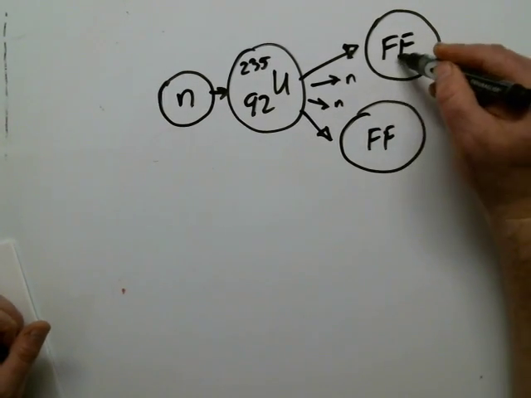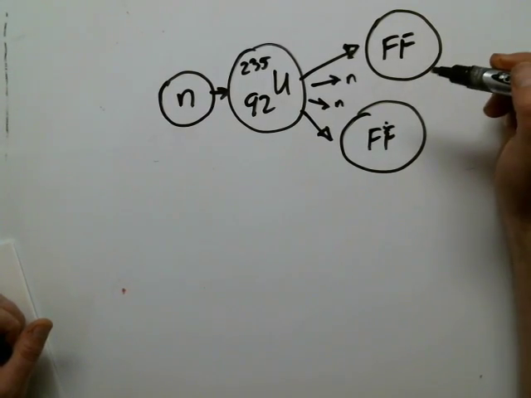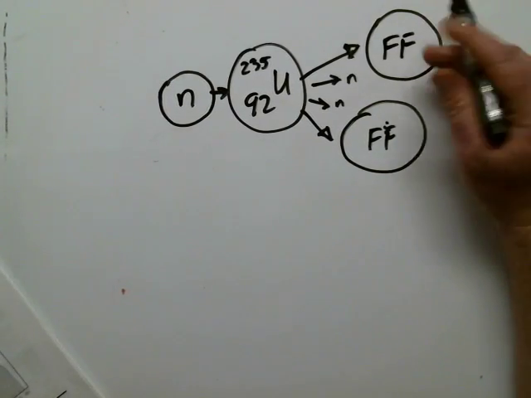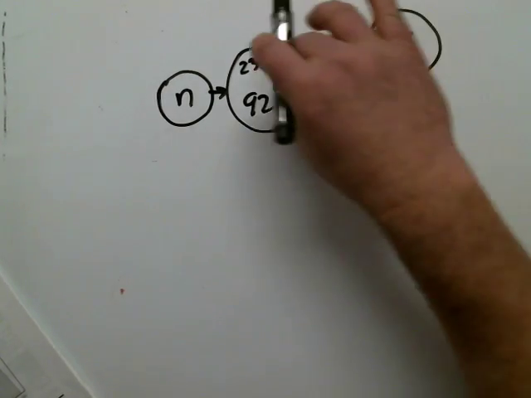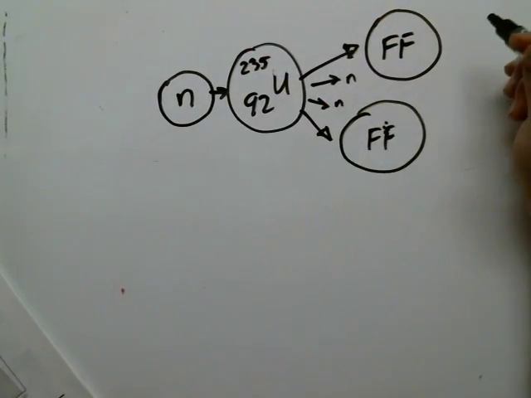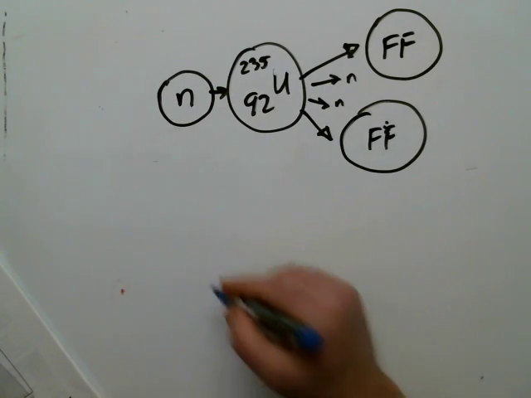Well, what are these fission fragments? What elements and what isotopes of those elements? That is defined because these are called fission products or fission fragments. They were born from the uranium splitting. They got to be something. That's where this graph comes in.